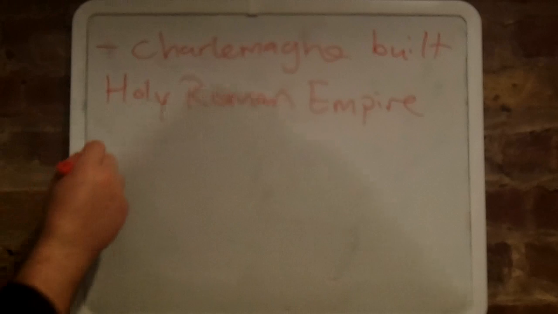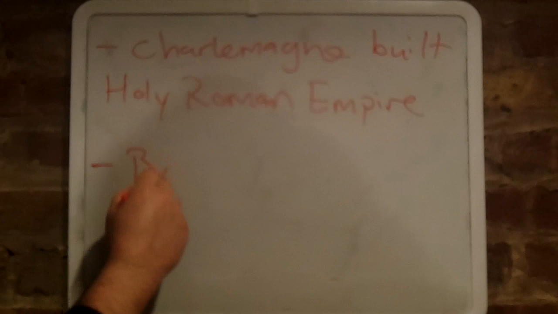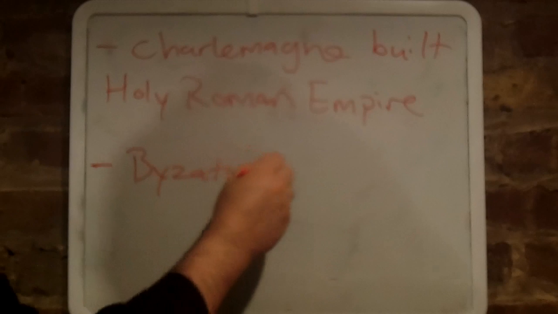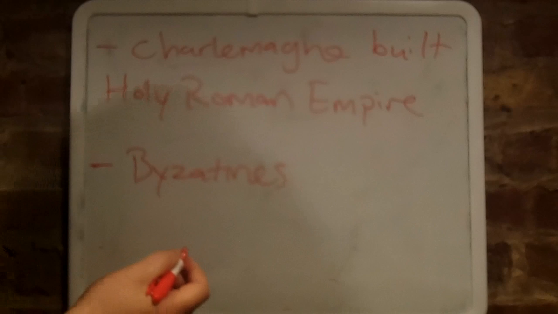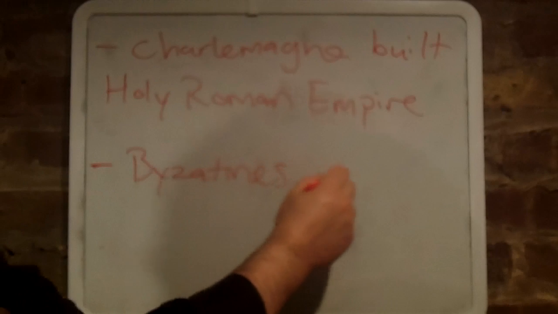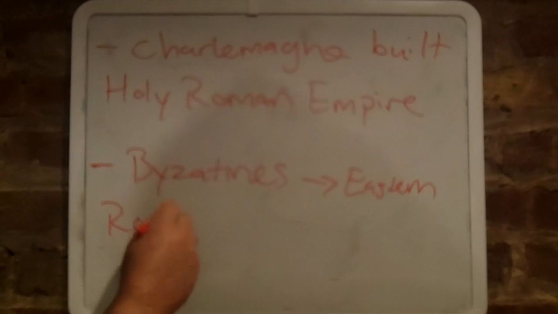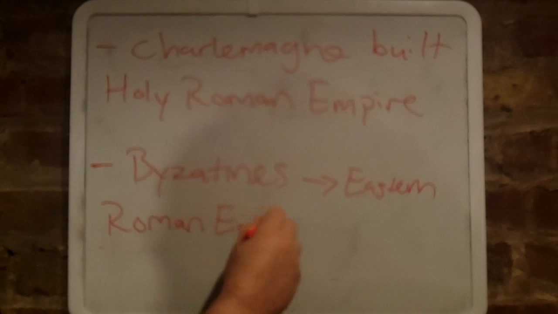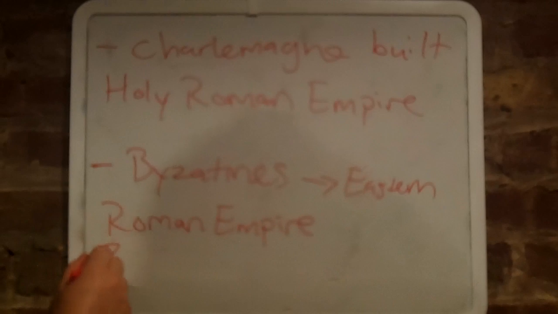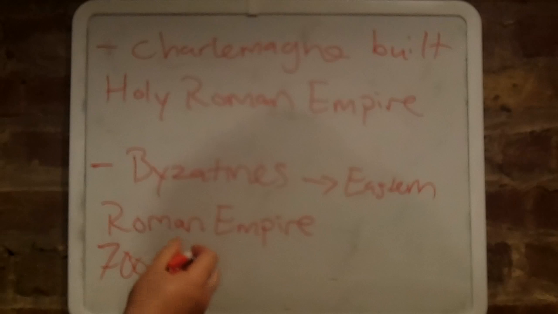Back in the east, we have the Byzantines. The Byzantines were the new nation or empire that came out of the Eastern Roman Empire. And they battled with the Muslim Arabs from about 700 to about 1000 AD. So the Byzantines held the Arabs back in the east from getting into southern and eastern Europe.